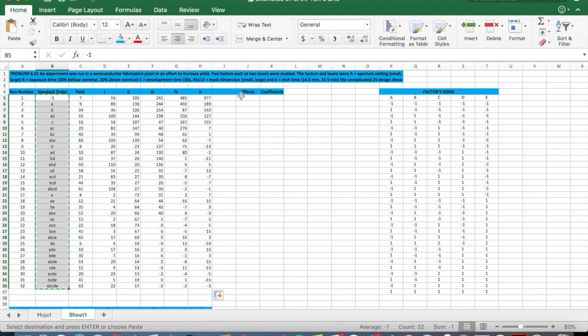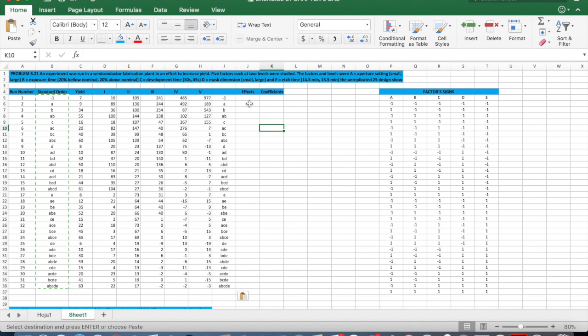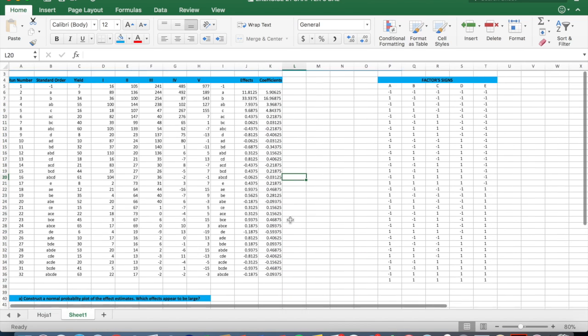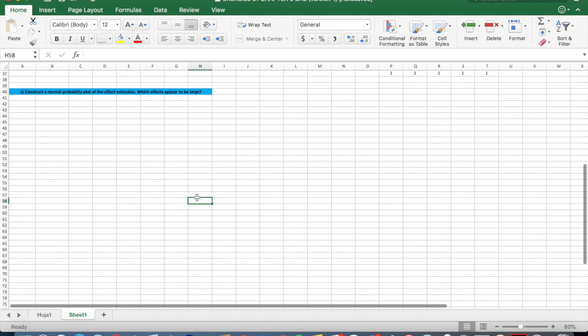Okay, so once we get all the runs, all 5 runs, we're going to start getting the effects. The formula is the 5th run divided by 1, which is the number of replicates, times 0.5 times 32, which is the number of data, and the coefficients are just the effects divided by 2.